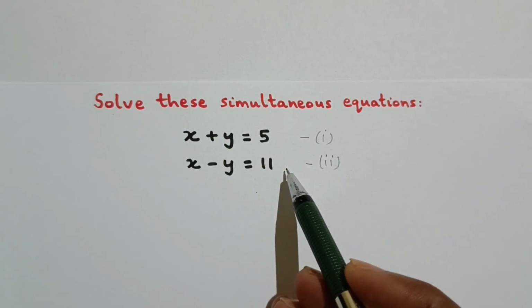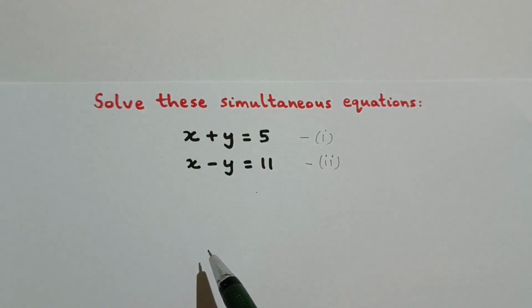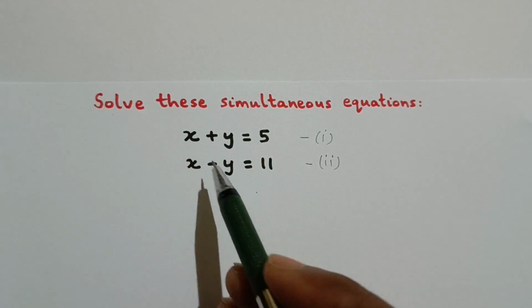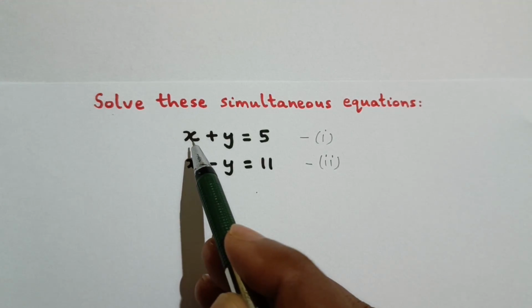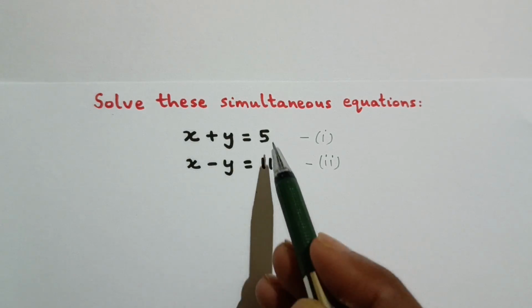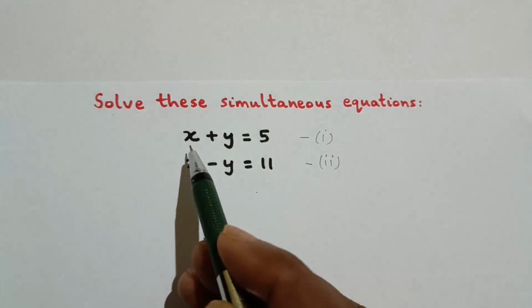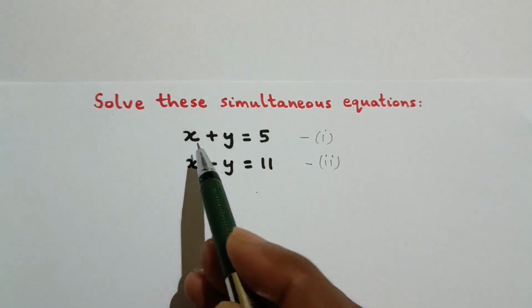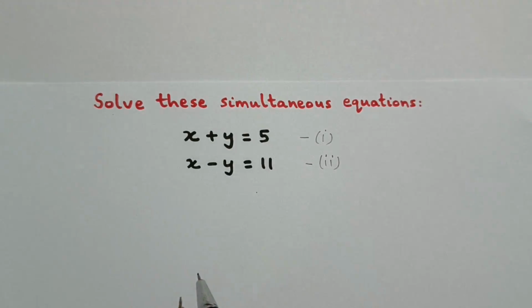Equations are linear equations in two variables. The variables used are x and y. So we have to find the value of the variables x and y which satisfy both the equations. So let us solve this question.